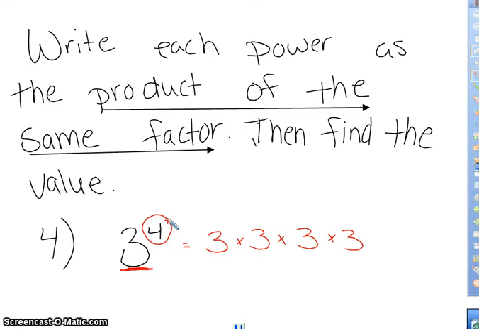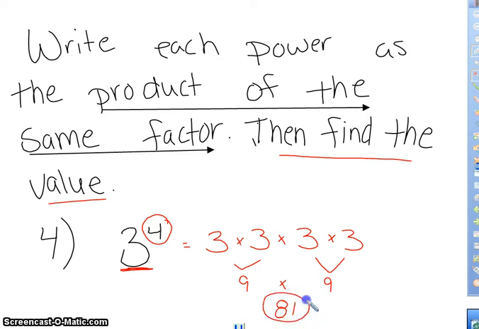All right, so I'm going to go ahead and find the value. So I'm going to multiply through. I know 3 times 3 is 9. 3 times 3 is 9. And then to multiply my 9 times 9, I get 81.